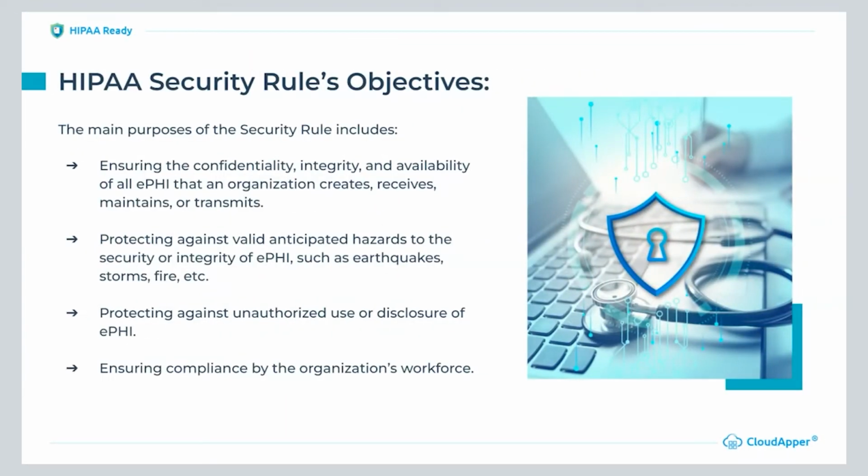HIPAA Security Rule objectives. The main purpose of the Security Rule includes ensuring the confidentiality, integrity, and availability of all ePHI that an organization creates, receives, maintains, or transmits, protecting against reasonably anticipated hazards to the security or integrity of ePHI, such as earthquakes, storms, fires, and so on, protecting against unauthorized use or disclosure of ePHI, and ensuring compliance by the organization's workforce.